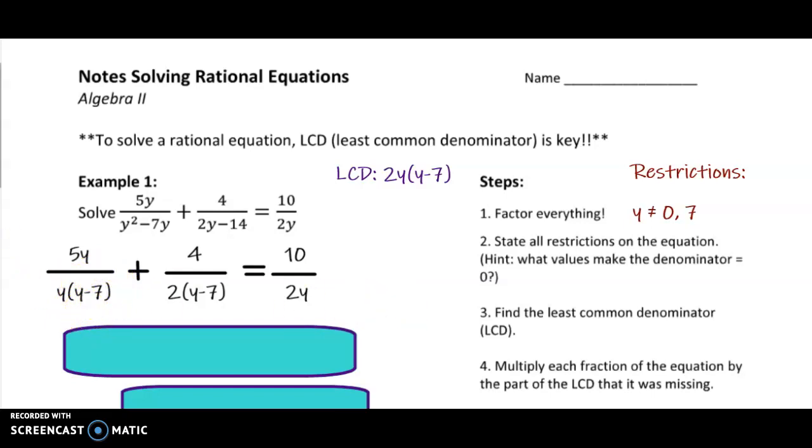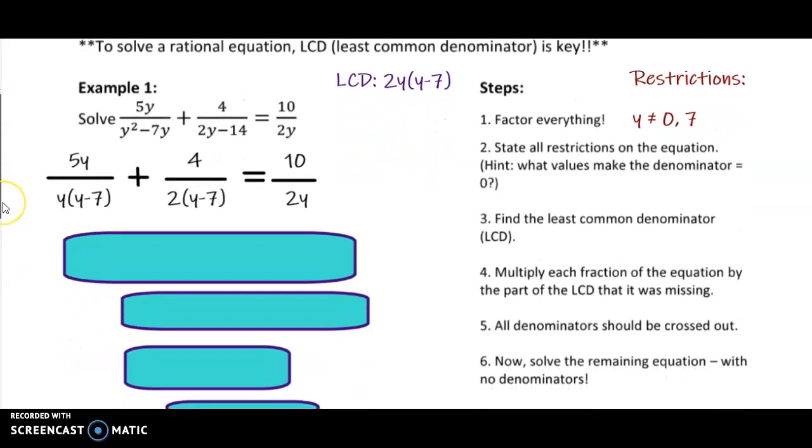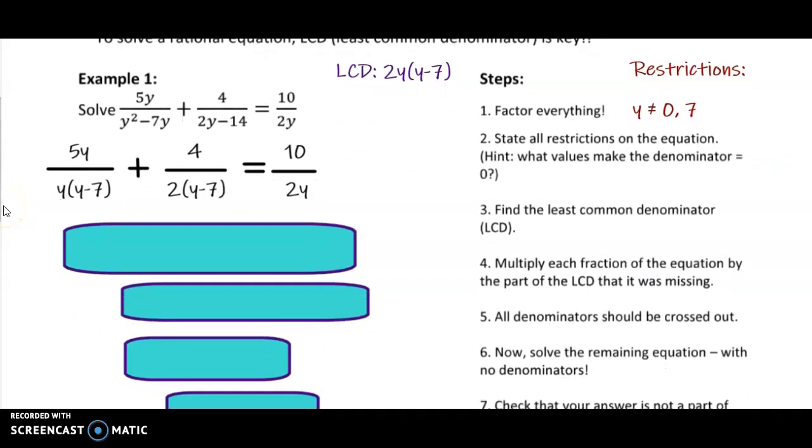Okay, now that I know my least common denominator and my restrictions, I can solve the problem. The best and easiest way to solve the problem is to cancel out all of your denominators. In order to do that, you multiply each part of the equation, every single part, by the least common denominator. Because it's an equation, you can do that: if you multiply both sides by the same thing, you're keeping your equation in balance.